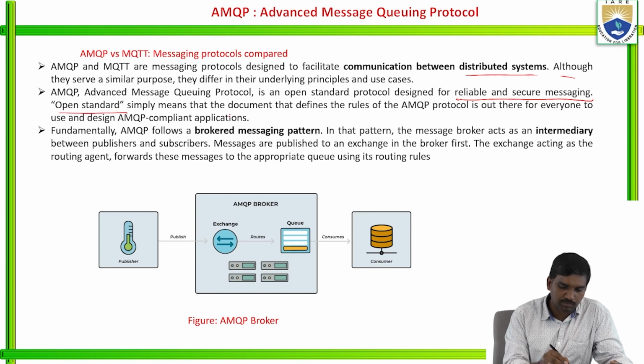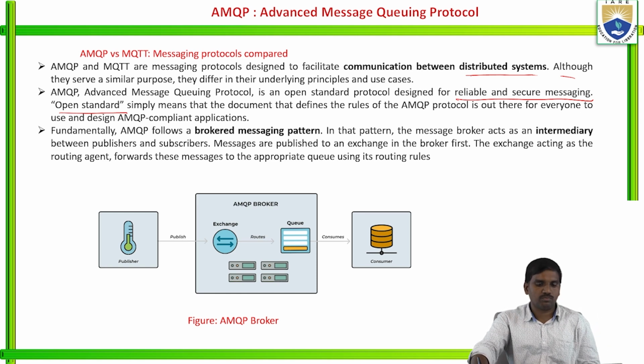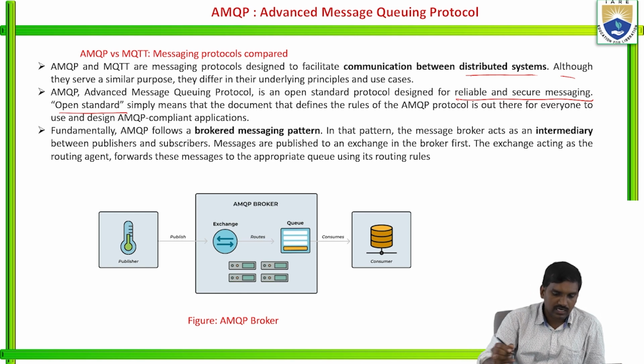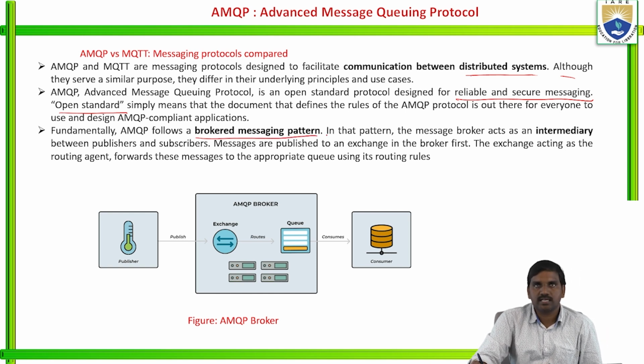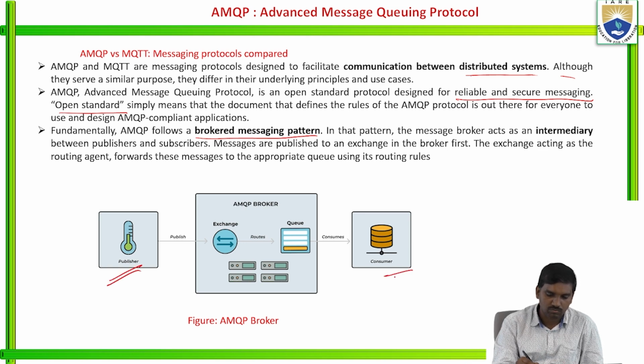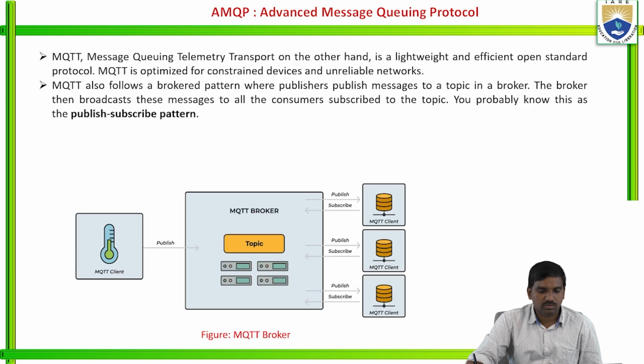Open standard simply means that the document that defines the rules of the AMQP protocol is out there for everyone to use, designed for AMQP clients and applications. Fundamentally, it follows the brokered messaging pattern. In this pattern, the broker acts as an intermediary between the publisher and subscribers. So the AMQP broker sits between the publisher and consumer, with the help of exchanges of information from the publisher and consumer. So this is the AMQP broker.